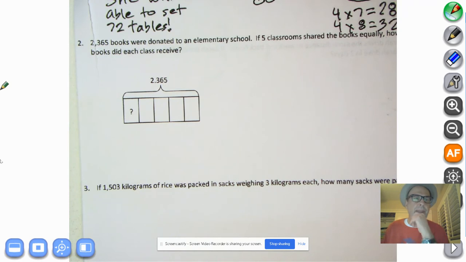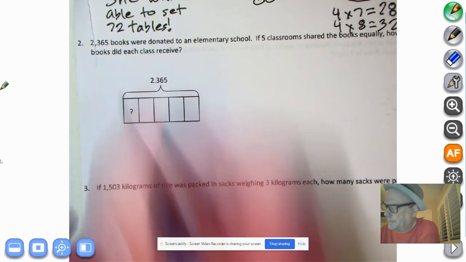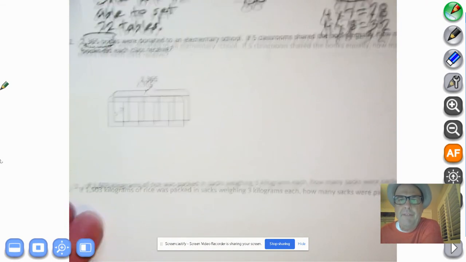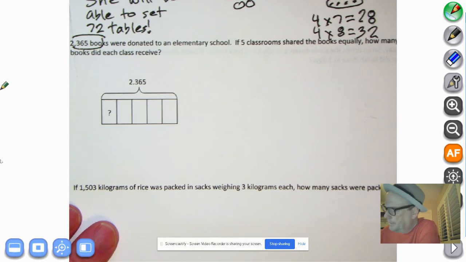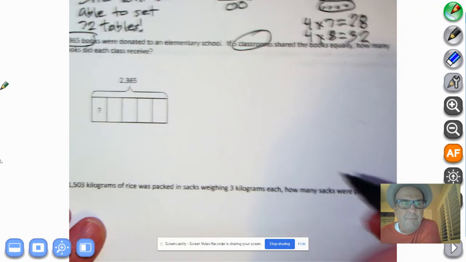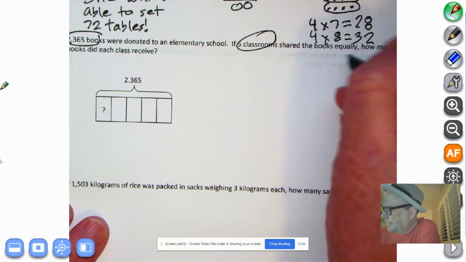Let's read this. 2,365 books were donated to an elementary school. That's a lot of books. Mrs. Evans would like having all those books. If 5 classrooms shared the books equally, I'm going to circle 5. How many books did each class receive? Okay, so how many books?